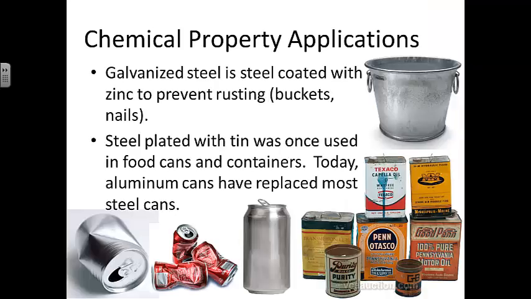Galvanized steel is steel coated with zinc to try and prevent rusting. Buckets and nails are frequently galvanized. Steel plated with tin was once used in food cans and containers. However, today aluminum cans have replaced most steel cans because aluminum does not rust.